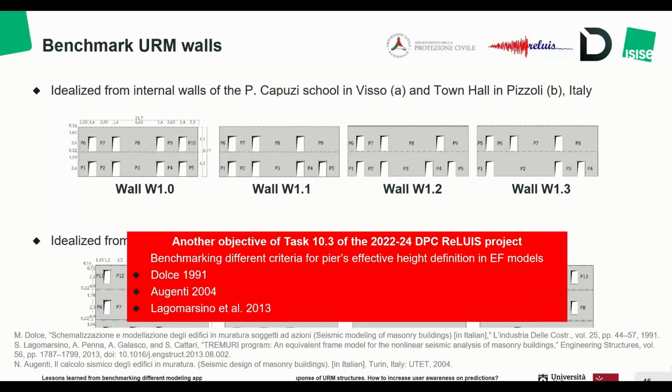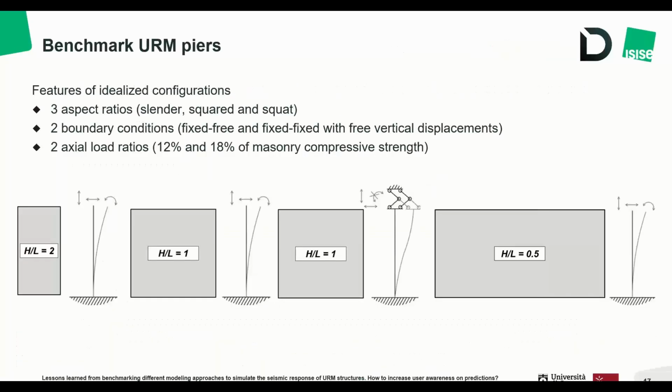In 2013. Regarding the piers, the following configurations were considered: in particular, a slender pier with a fixed-free boundary condition, two squared piers with fixed-free and fixed-fixed boundary conditions, and the squat pier.